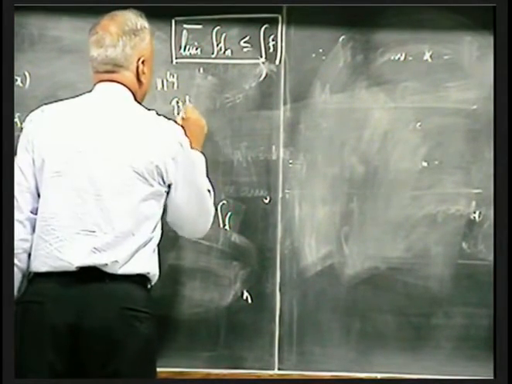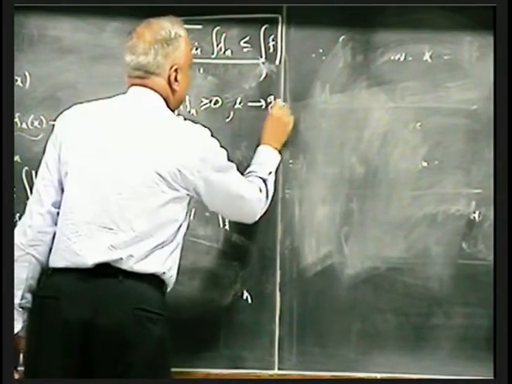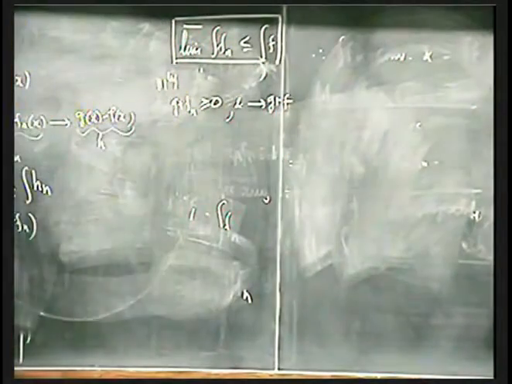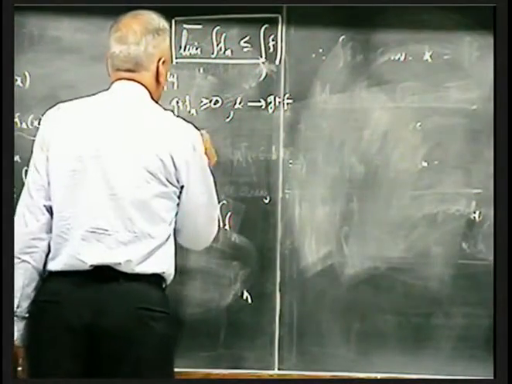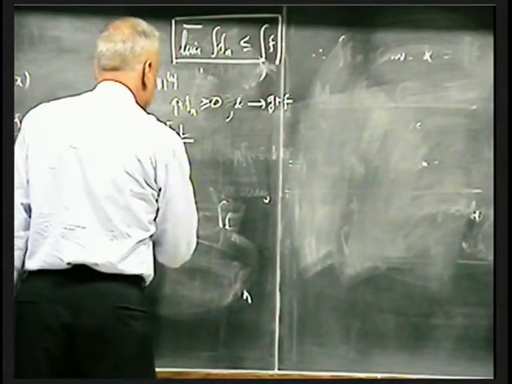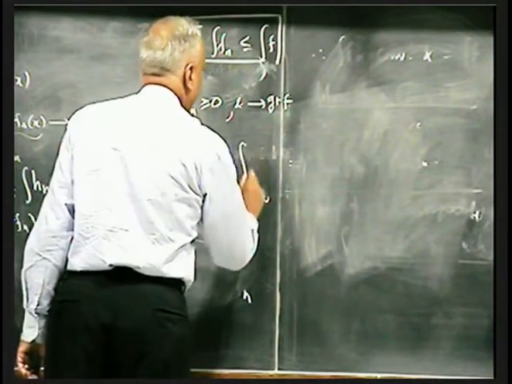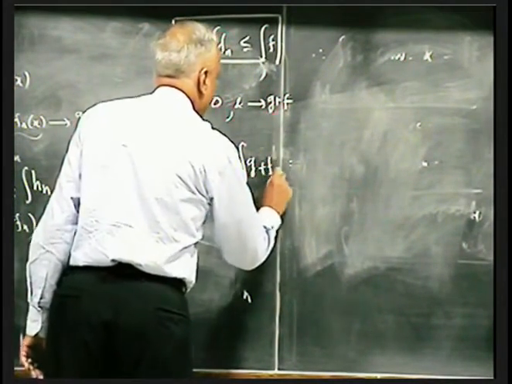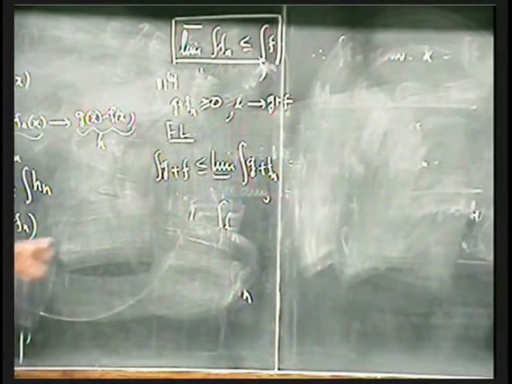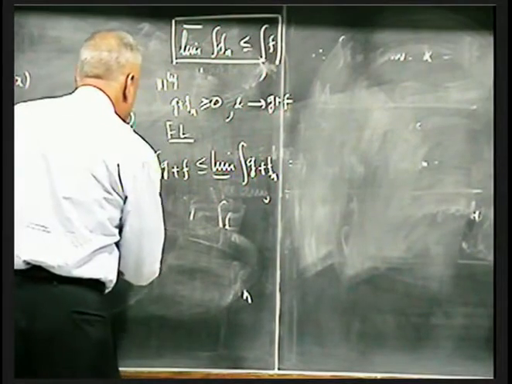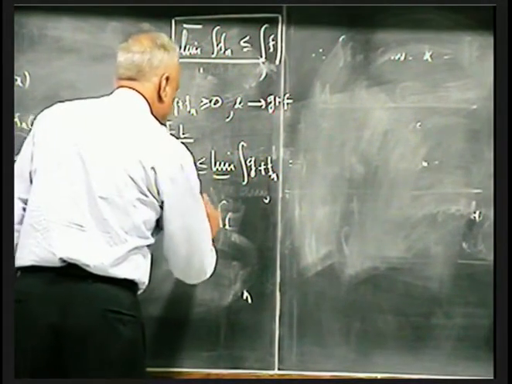g plus fn is greater than or equal to 0 and converges to g plus. Apply the same for 2. What does Fatou's lemma give? The limit of this is less than or equal to lim inf of the integral of g plus fn. Again, the same Fatou's lemma is applied to this. So once again, this is integral g plus integral f less than or equal to integral g.